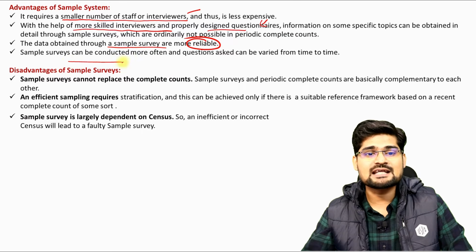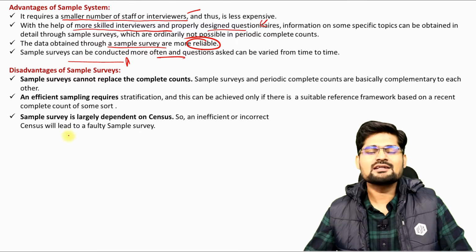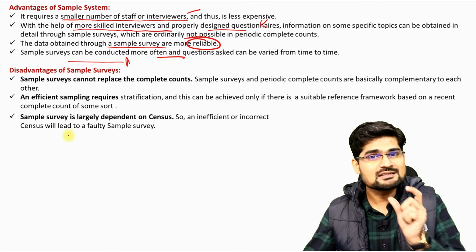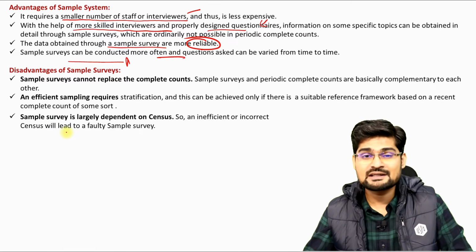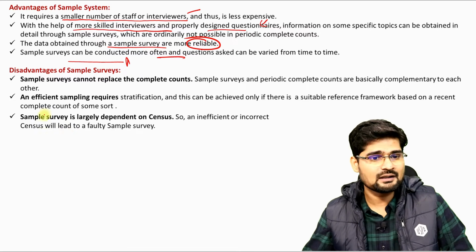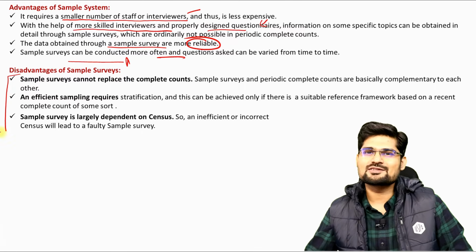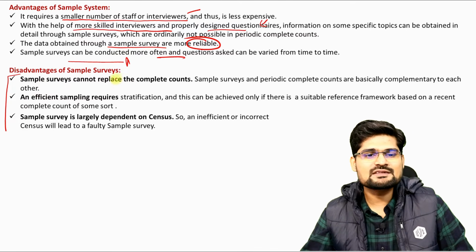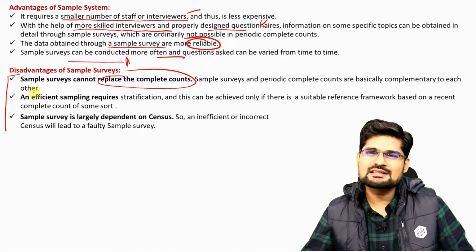And sample surveys can be conducted more often, right? The frequency can be increased on certain issues. So issue-based survey, challenge-based survey can be obtained, but there are certain disadvantages of sample surveys as well. So sample surveys cannot replace the complete counts. Obviously, it's just a sample.